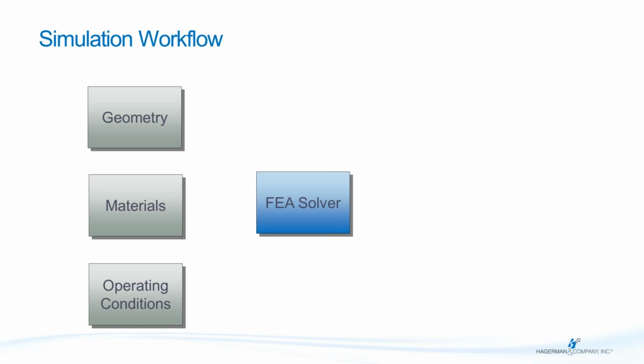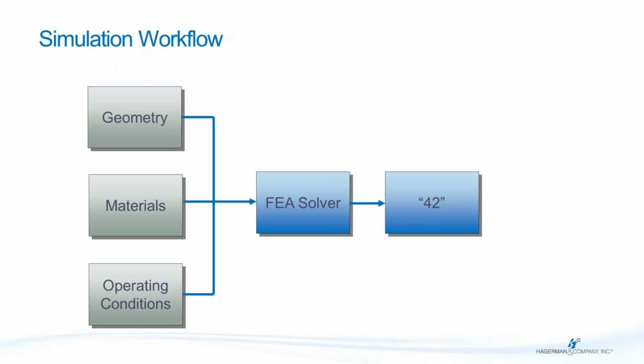The workflow, you start with geometry. You basically tell the solver what the parts are made out of, so we assign the materials. We tell the solver how this geometry is going to be used, the operating conditions, and then we get an answer out of it.